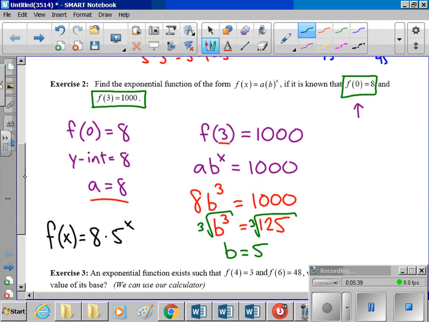So we're given our y-intercept because they gave us our value at 0. That gives us our a. And then we can plug into our other point. Since our only unknown is b, we can just solve for b. Okay. Now we're going to have to do a little bit more work. So once you're done with exercise 2, let's move on down to exercise 3.